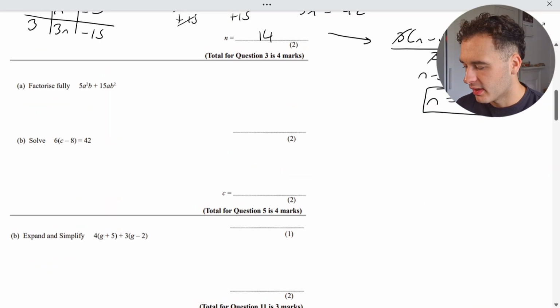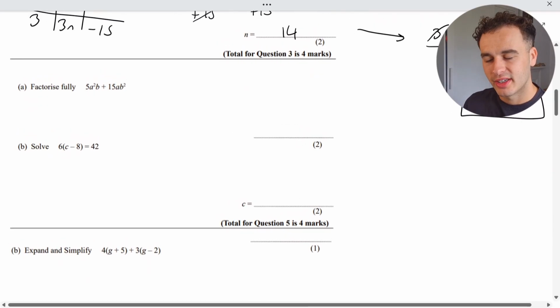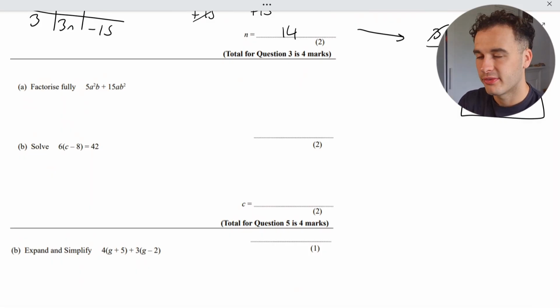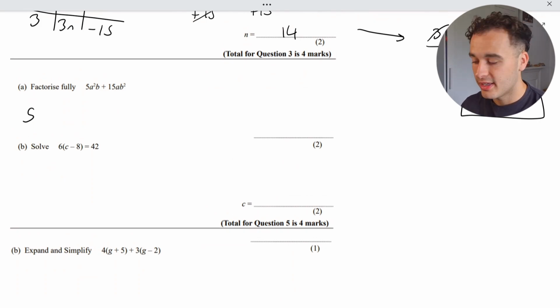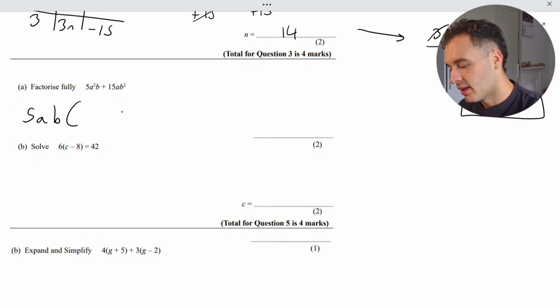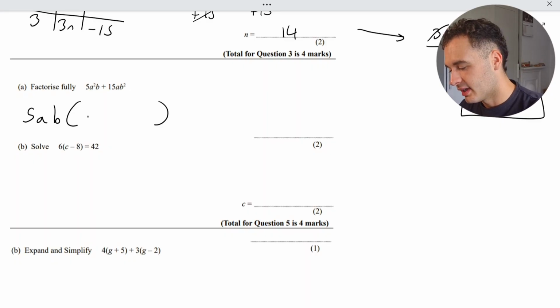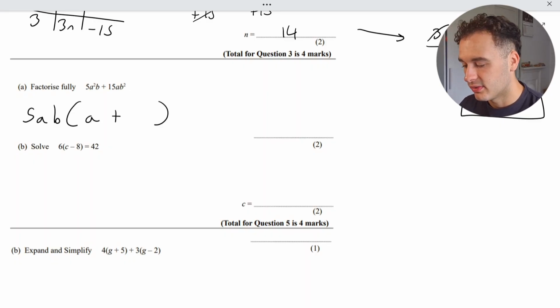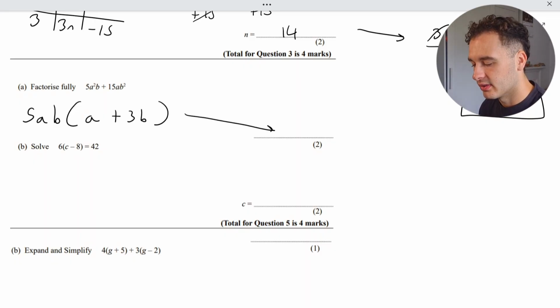Okay, we're going to have a look at this one. Factorise fully 5a squared b plus 15ab squared. A little bit harder. Take it one term at a time. So numbers first. What's the highest common factor between 5 and 15? 5. What's the highest common factor between a squared and a? A. And what's the highest common factor between b and b squared? B. Now we think, what do we multiply 5ab by to get back to 5a squared b and 15ab squared? Well, this will just be a. And to get to 15ab squared, that will just be 3b. Okay, so that is our answer there.